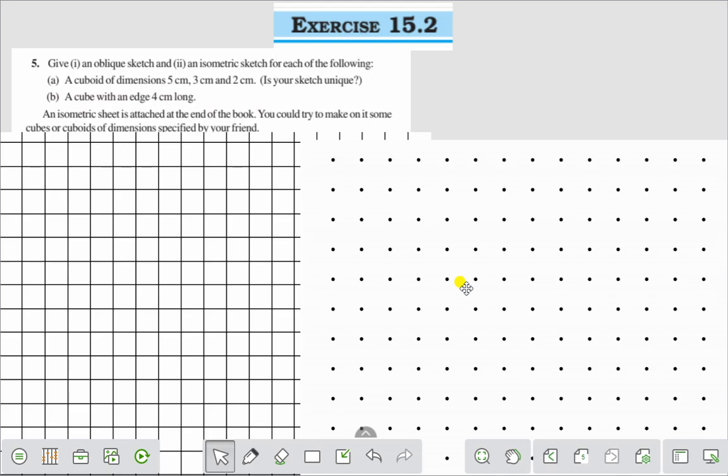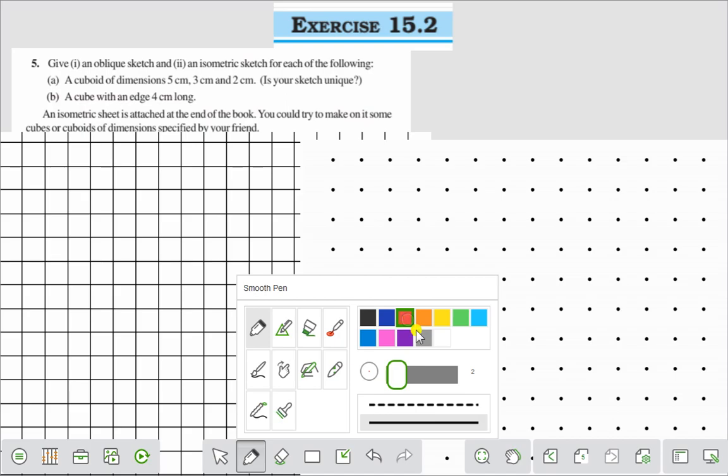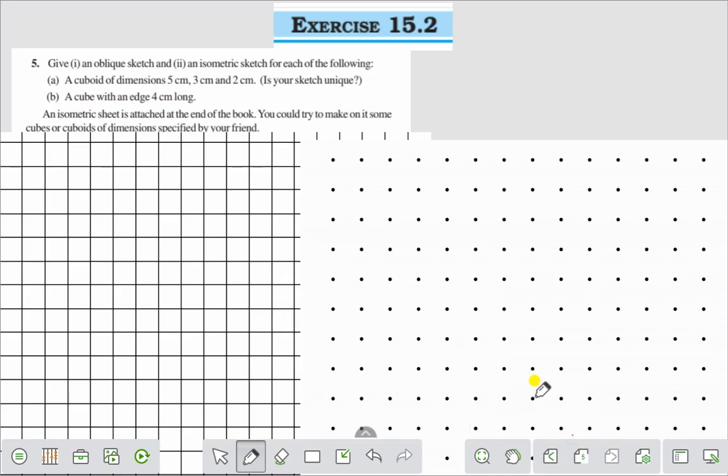An isometric sheet is attached at the end of the book. You could try to make on it some cubes or cuboids of dimensions specified by your friend. Let us first draw the isometric sketch of this cuboid, that is 2 cm, 3 cm and 5 cm. Let us take 5 cm as 5 units. This is the isometric sketch and this is the oblique sketch.